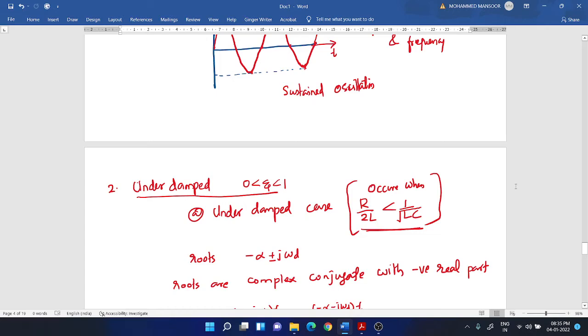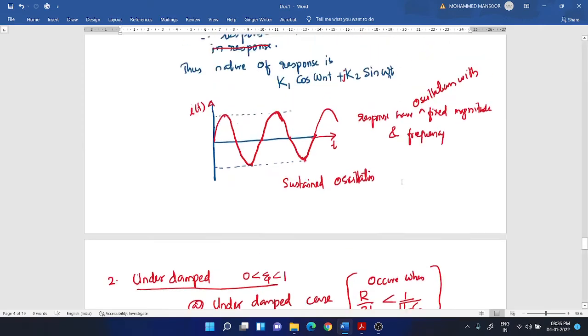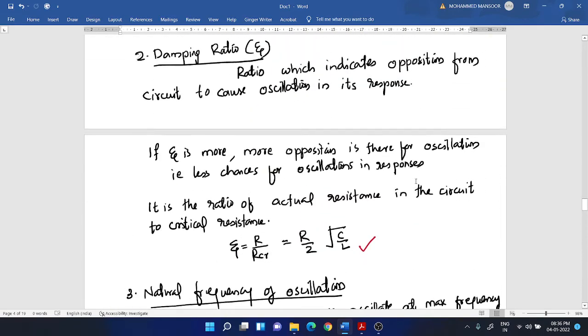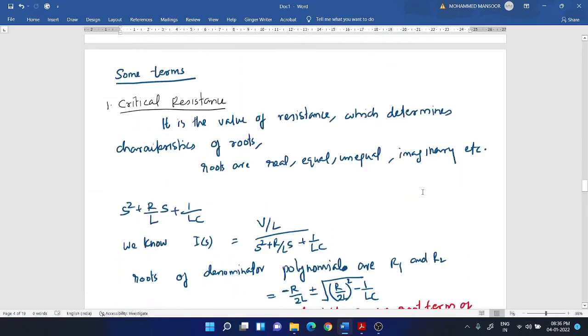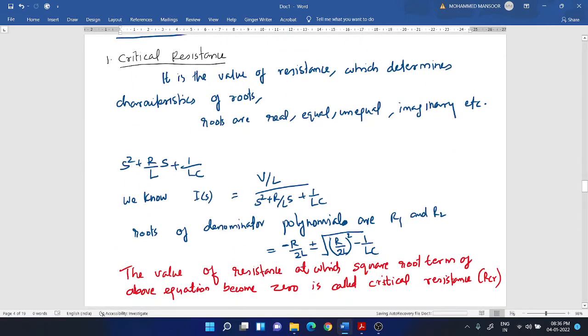So the next category is underdamped circuit. In underdamped circuits, the value of theta lies between 0 and 1. And it is to be noted that when we derived the general expression, the roots of the denominator polynomial are obtained as minus r by 2l plus or minus root of r by 2l whole square minus 1 by lc. Underdamped condition occurs when this part, the roots, become imaginary. That is, r by 2l becomes less than 1 by root lc.